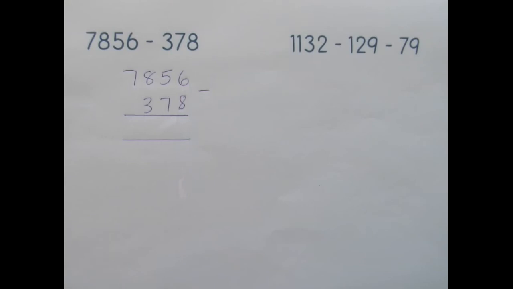6 take away 8. Of course, we can't do that, can we? Because we'd end up with a negative answer, and I don't want to put a negative down here, okay? Because it doesn't work like that. So you just say, look, 6 take away 8, we can't do. So we need to borrow.